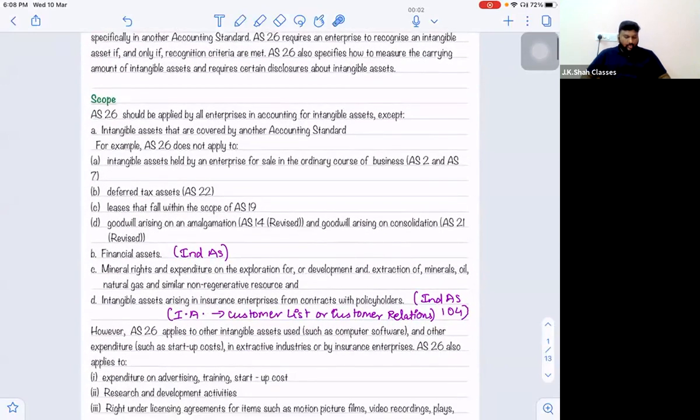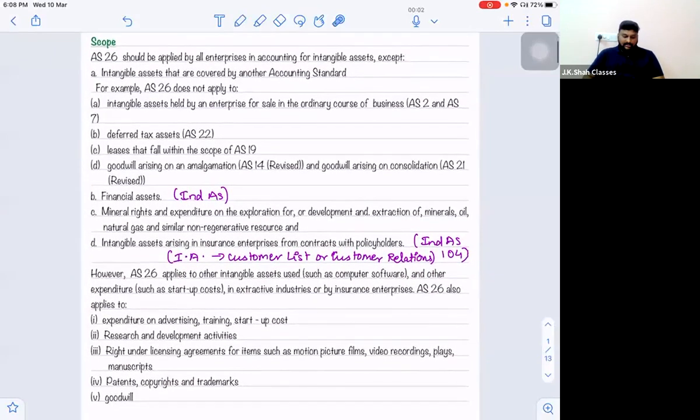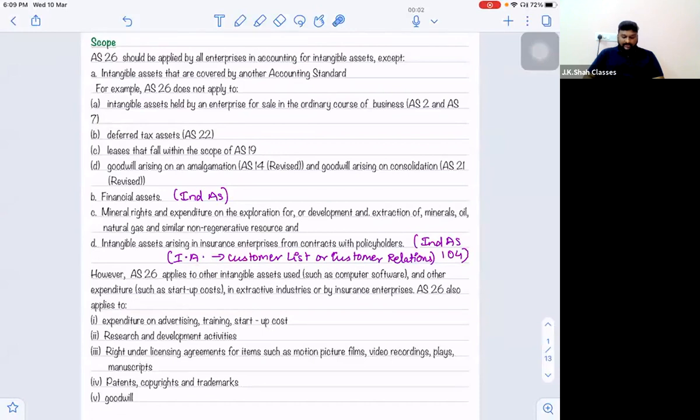Now let us understand the scope of the standard. It has a big scope. AS 26 should be applied by all enterprises in accounting for intangible assets. That is, it is applicable to all the 3 levels. We've already learned it, but it is not applicable on the following points. Right? Let us start. Intangible assets that are covered by another accounting standard.